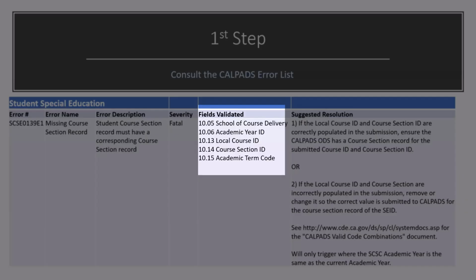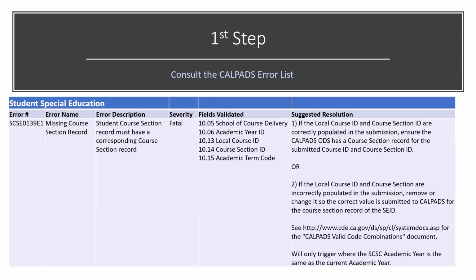The fields validated are the school of course delivery, the academic year ID, the local course ID, the course section ID, and the academic term code, right? And so this is a little bit deceiving because you see it identifies file type 10, which is the student course section file, but it's a comparison, right? You're going to be looking at the course and the student course section. So you have to look at these 5 fields in both files to identify the discrepancy and the source of your error.